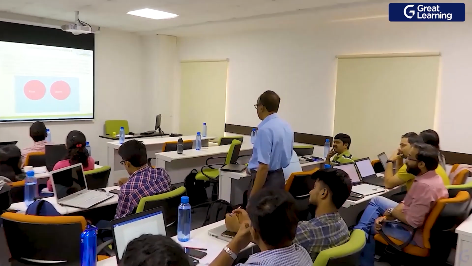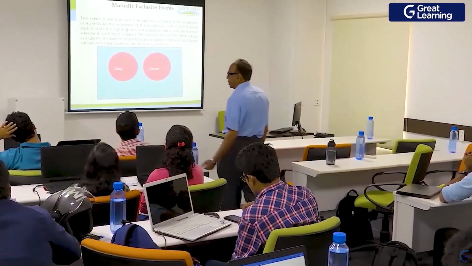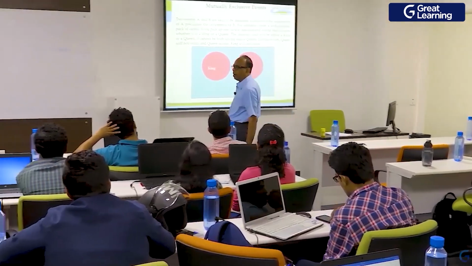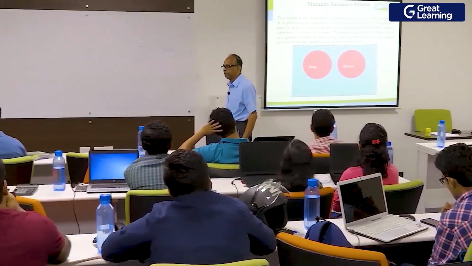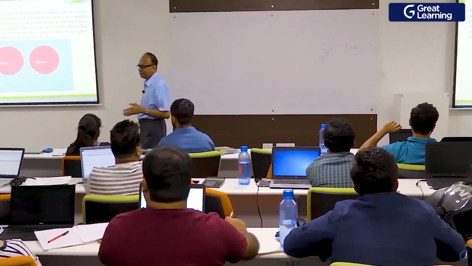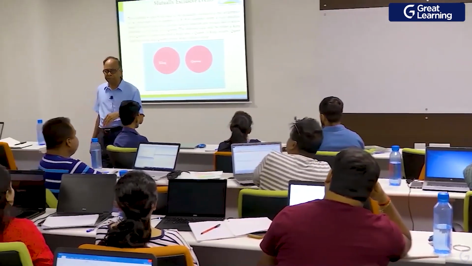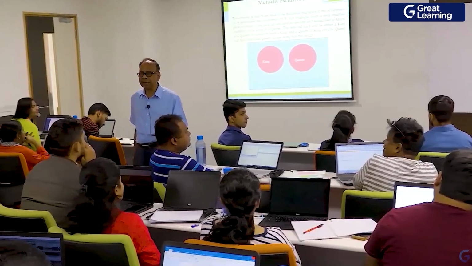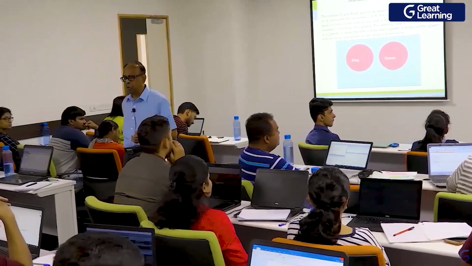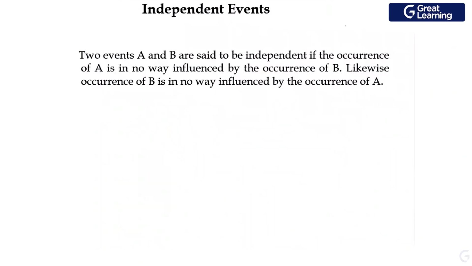So what are mutually exclusive events? The occurrence of event A prevents the occurrence of B, or B prevents A, one of them. Both cannot occur at the same time. It's a strong case of dependence. So if A prevents the occurrence of B, or B prevents the occurrence of A, then they are mutually exclusive. Both cannot occur at the same time. Several examples are there.